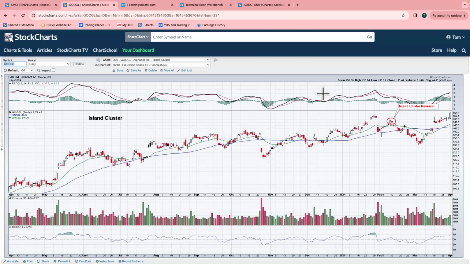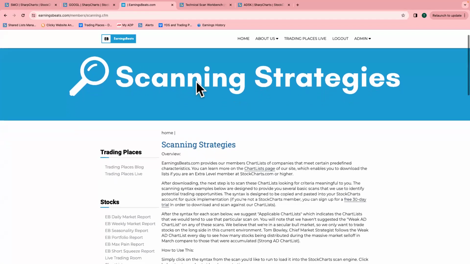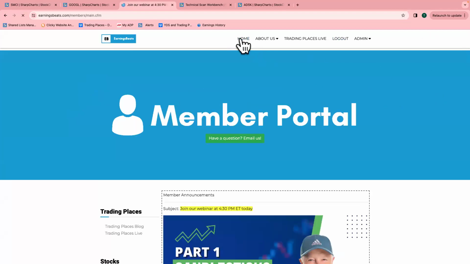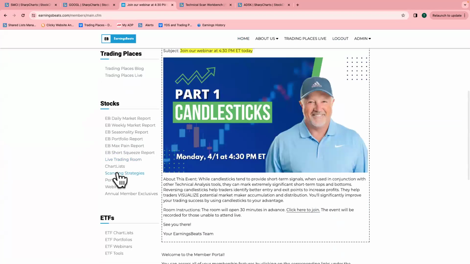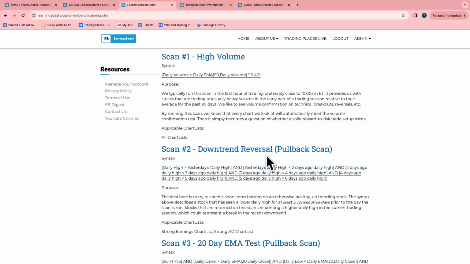So those are the reversing candles that I wanted to talk about. And so the next thing I wanted to do is look at how we scan for possible reversal. So if you go over to Earnings Beats, if you're a member at Earnings Beats, and you go to our home page, so when you first sign in, you're going to come up to member portal. And then over on the left, there are scanning strategies. So you click on that. There's your scanning strategies. And here's the downtrend reversal.